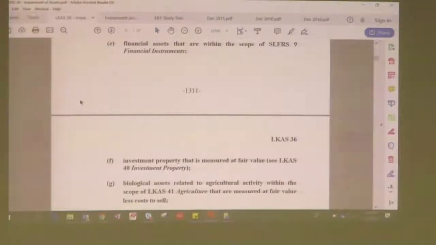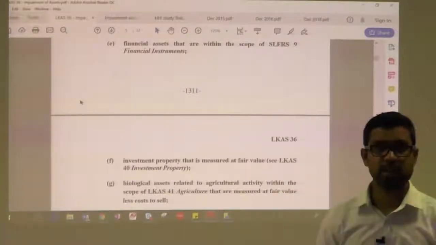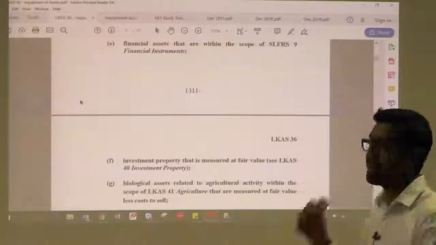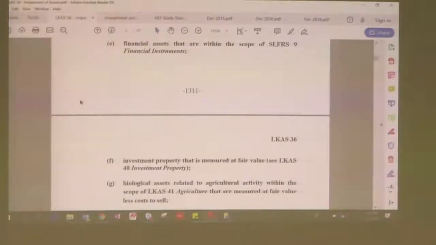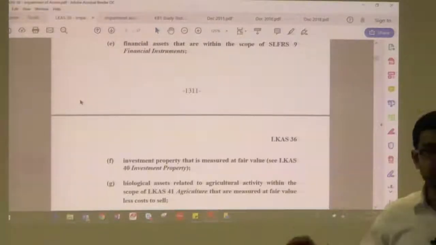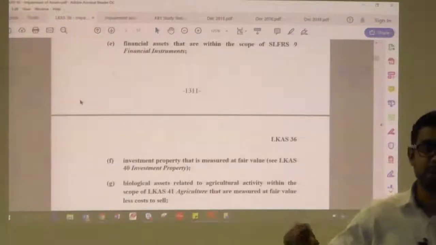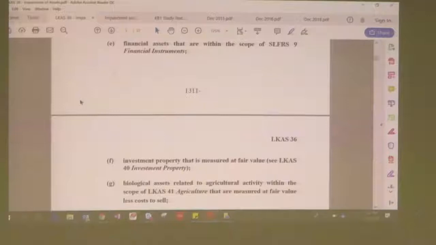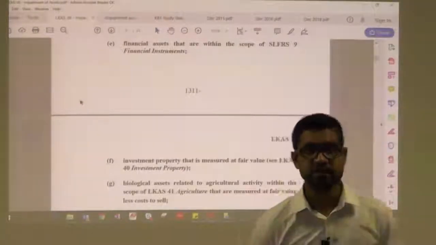If not, you will try to apply this to inventories as well, because it is an asset. You will apply this to debtors, why? Because it is an asset. But those standards themselves explain their own impairment, how they impair these things. Therefore, if they have explained it in their own standard, why should we capture it under this standard, LKAS 36? Whatever is not captured in their own standard will be captured in LKAS 36.